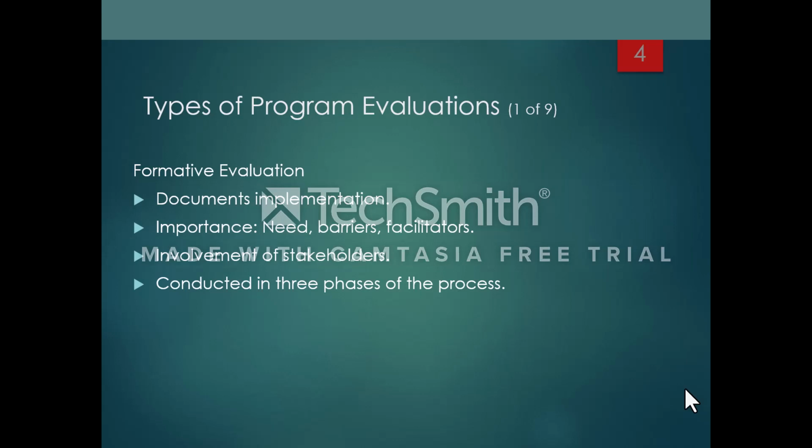Formative evaluation is a three-step process and is conducted at these stages. Your first stage is prior to the program implementation. This is done prior to the program implementation to determine whether the program is needed. Then it's also done during program implementation, so to determine if modifications are needed to the program. And then after program implementation to determine if participants were satisfied with the program.